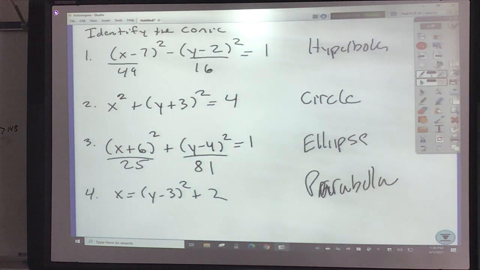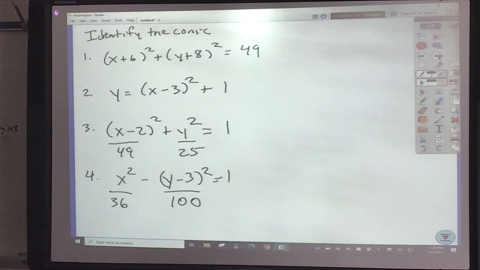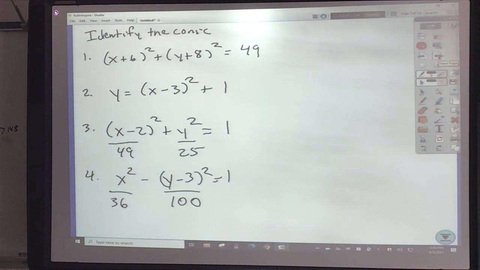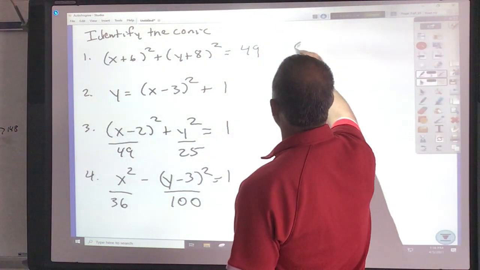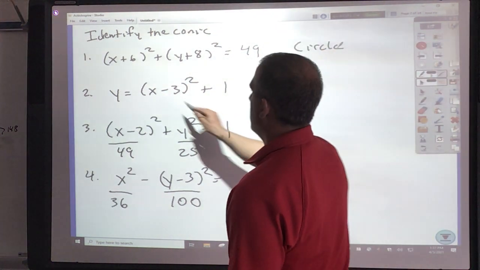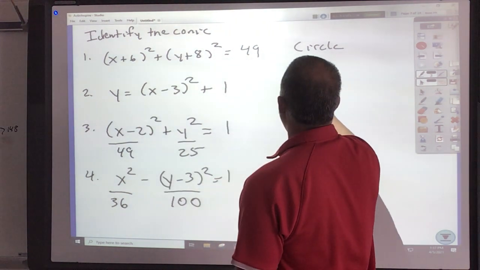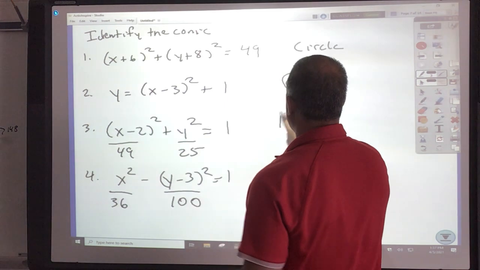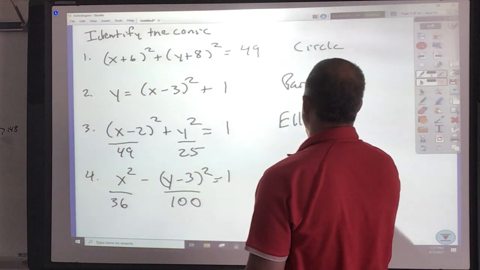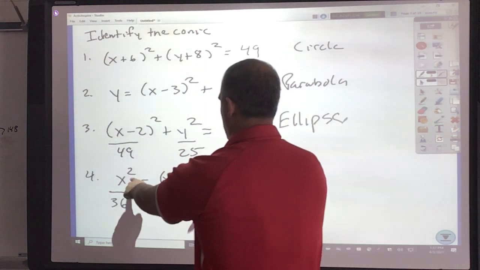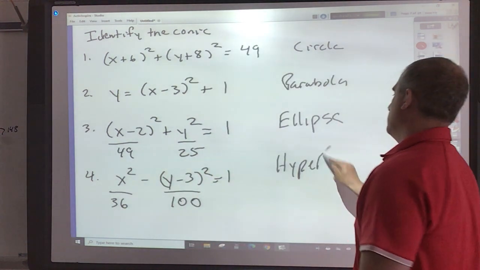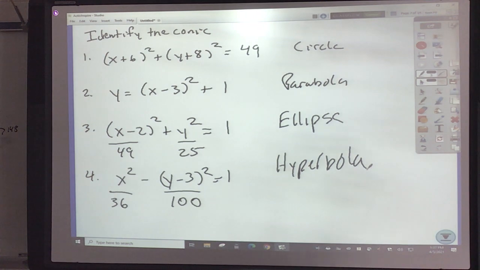Go ahead and take a minute. Pause your video and work on these. Okay, unpause. This is going to be the circle. This has one square term, it's going to be the parabola. Square terms with a plus and the fraction parts, that's going to be an ellipse. Square terms with the minus and the fractions, that is going to be the hyperbola. Pretty simple. So that's identifying.